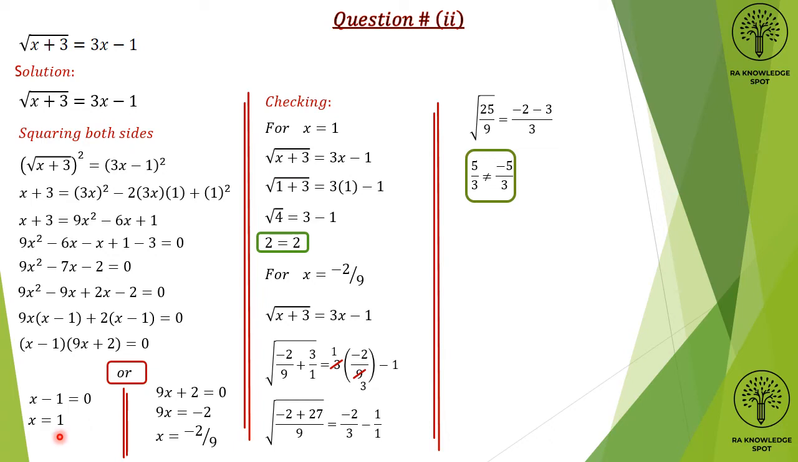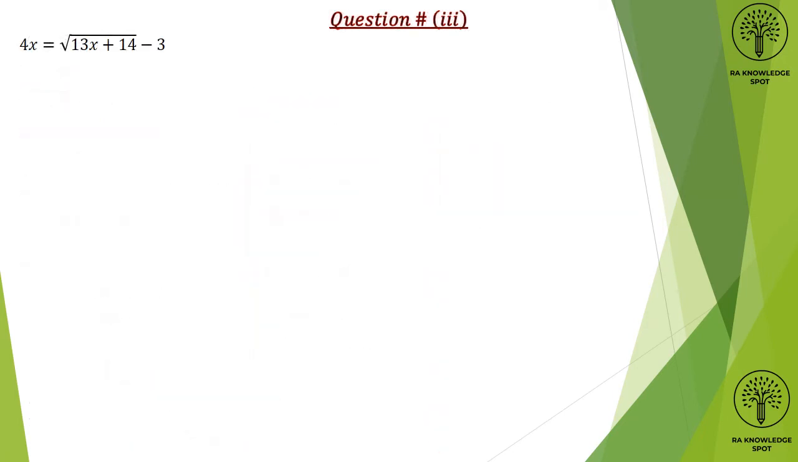Now when you check for 1, you are getting your answer true. When you put in the 1, both sides are the same. It means this is your solution, but this is not your solution, because when you have put it in the equation, you are not getting the same result. Now what is the solution set? Only 1. Now students, moving towards number 3.